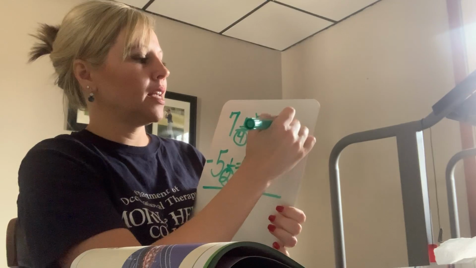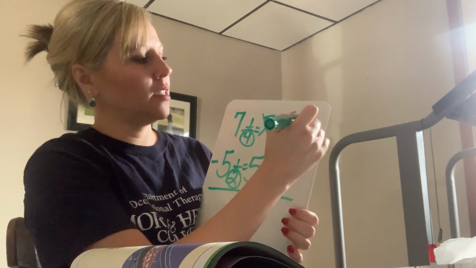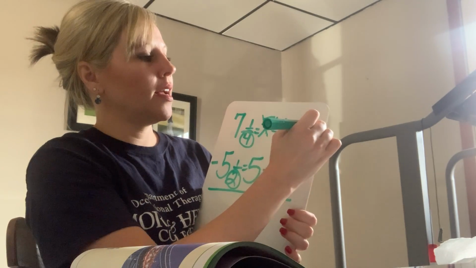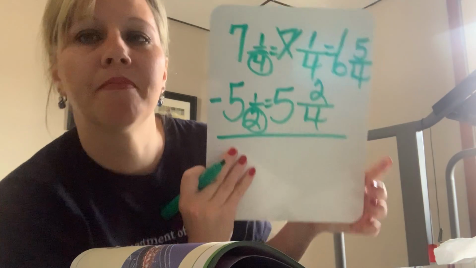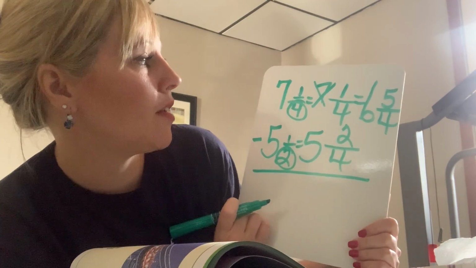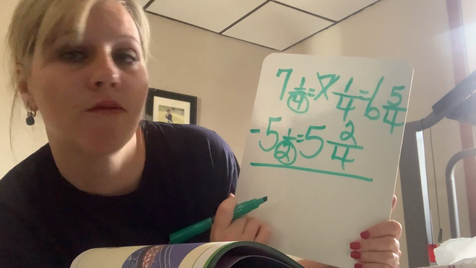This becomes 6, and I have to put my numerator in my denominator. 4 plus 1 is 5, and I'm going to keep my denominator the same. Okay? So 7 1/4 is the same thing as 6 5/4.